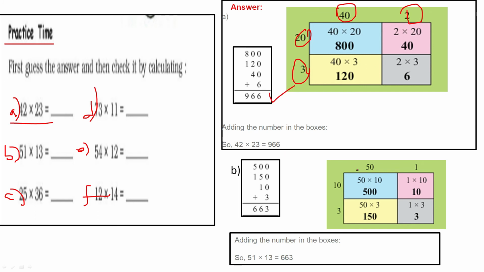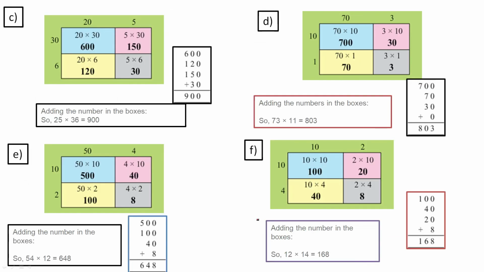Second one, 51 multiplied by 13. 51 can be written as 50 plus 1 and 13 can be written as 10 and 3. After multiplying, add these 4 numbers, you will get 663. Like that the sums C, D, all the examples you can find the answer.